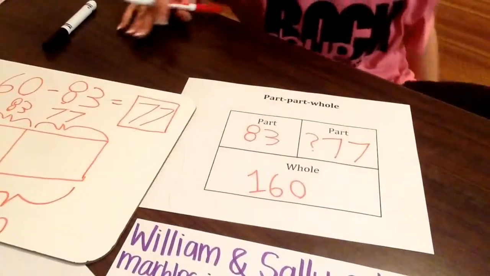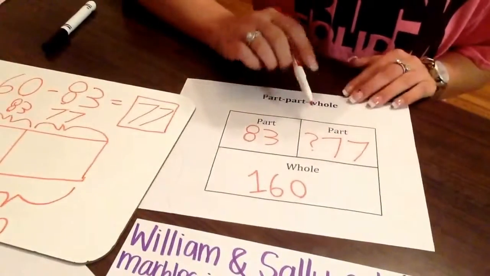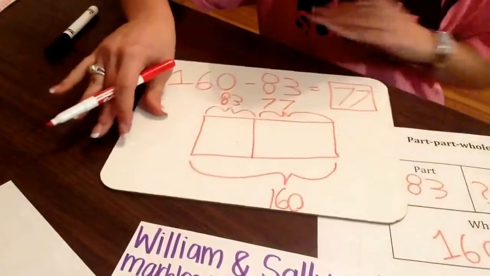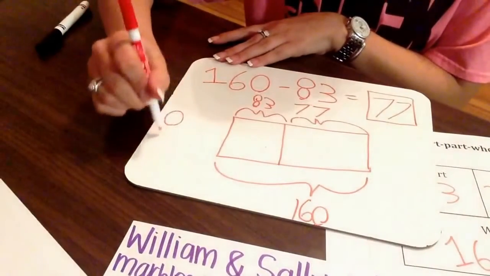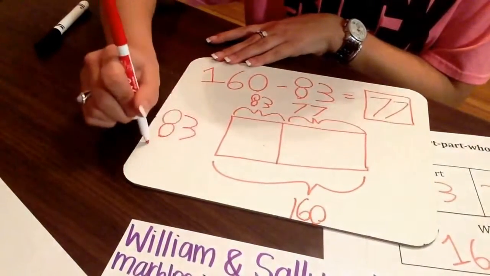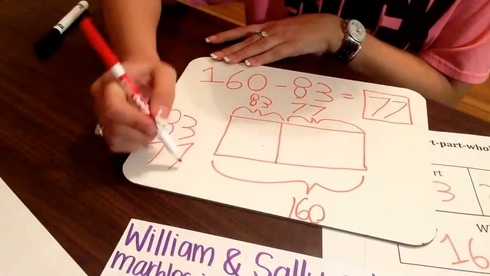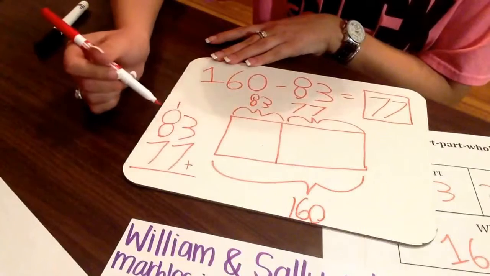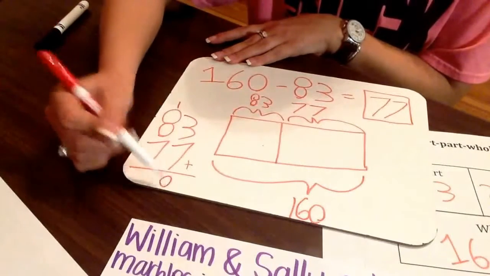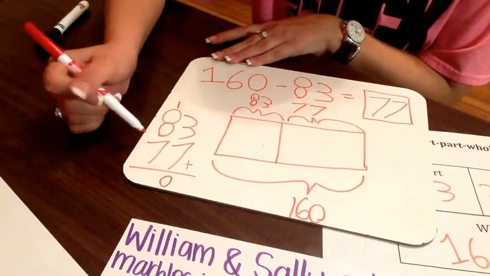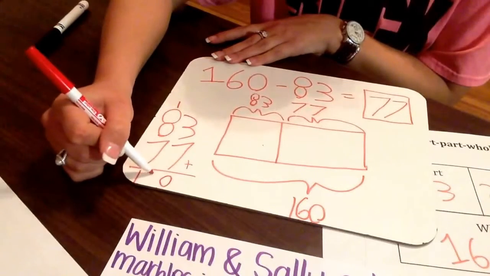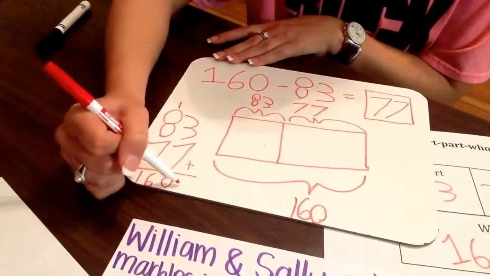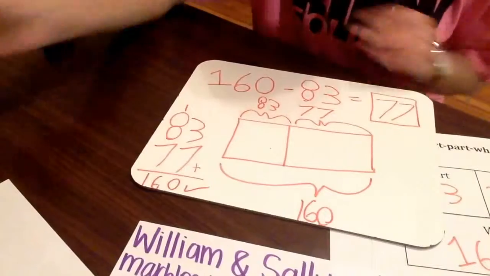In order to figure out if we got this correctly, let's check our math. 83 plus 77. 7 plus 3 is 10. 8 plus 1 plus 7 is 16. So we know our answer is correct.